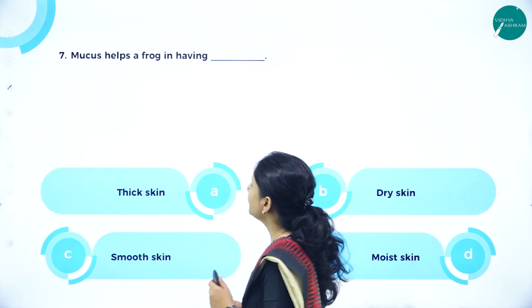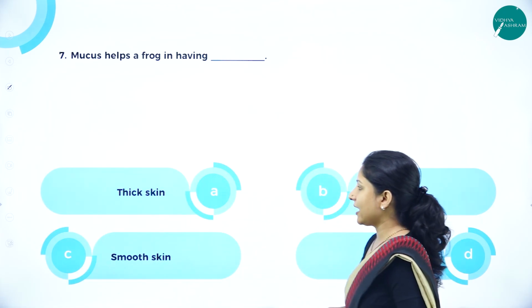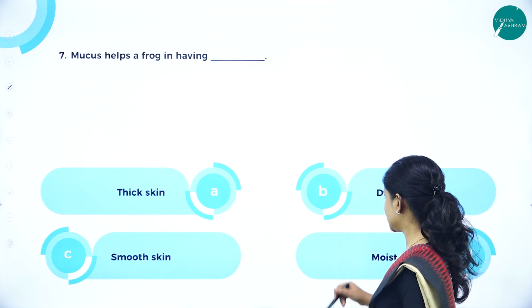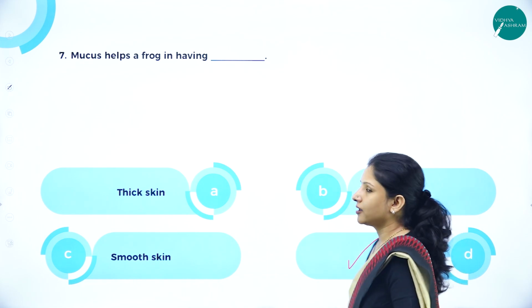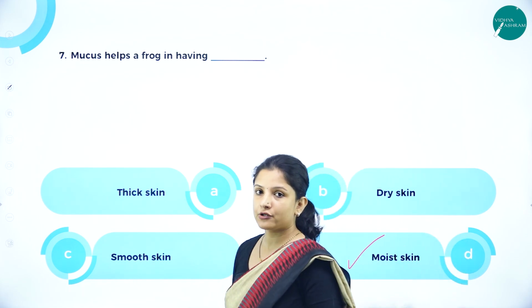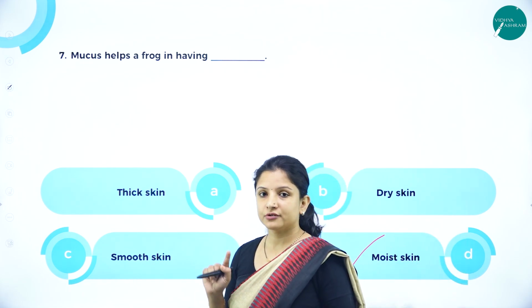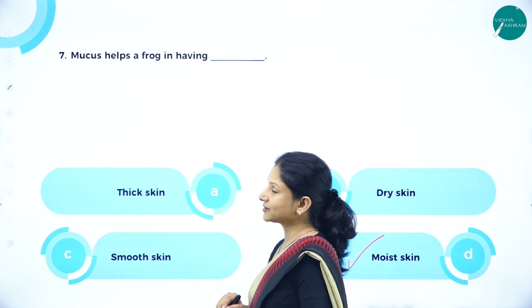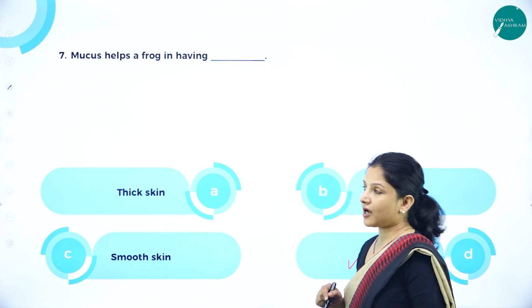Next question. Mucus helps a frog in having thick skin, dry skin, smooth skin, moist skin. So mucus helps the frog skin to remain moist throughout. So therefore, mucus helps a frog in having moist skin. Option D is the right answer here.